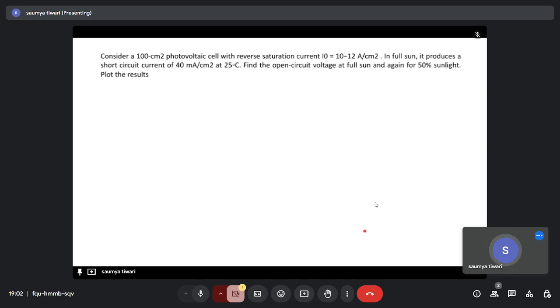And just plot a result. It might not be up to the scale, but just to have an understanding. Okay, so I'll just give a few minutes.